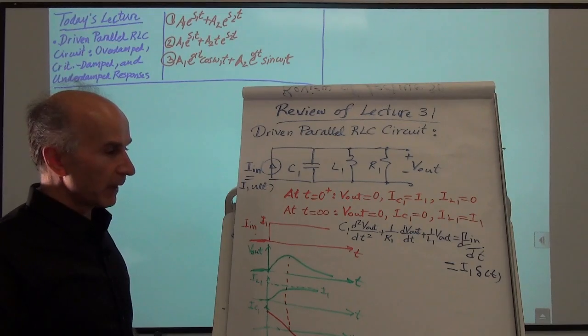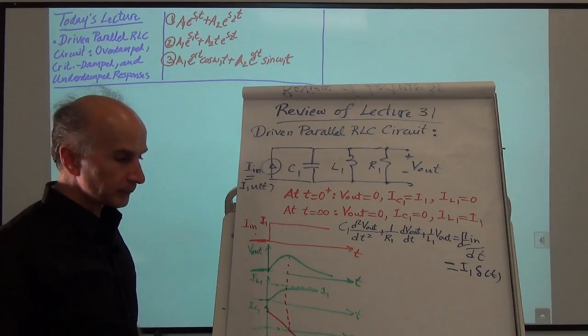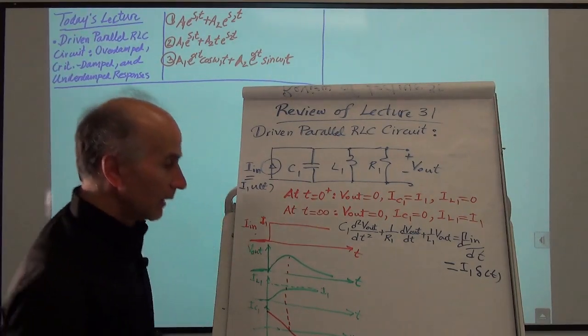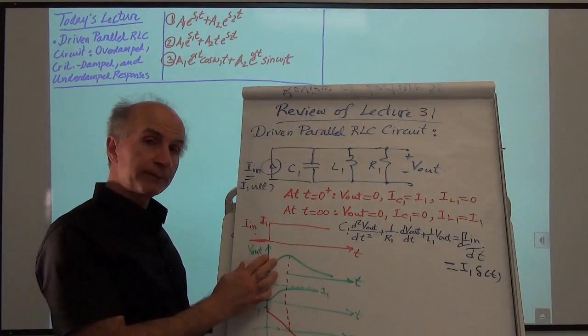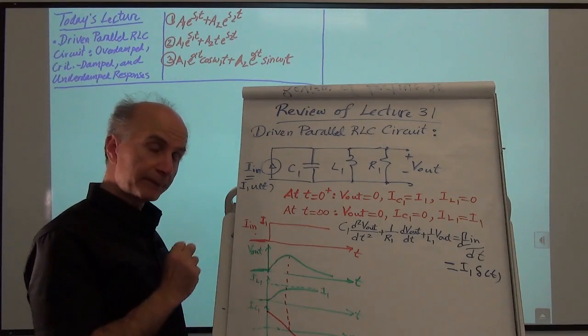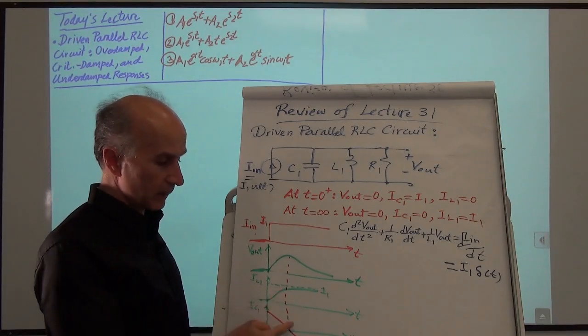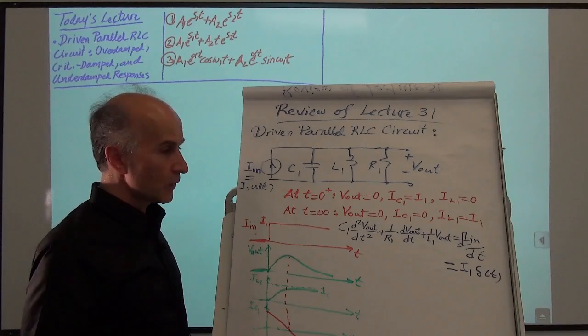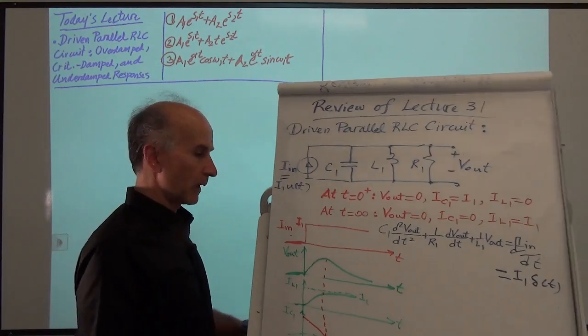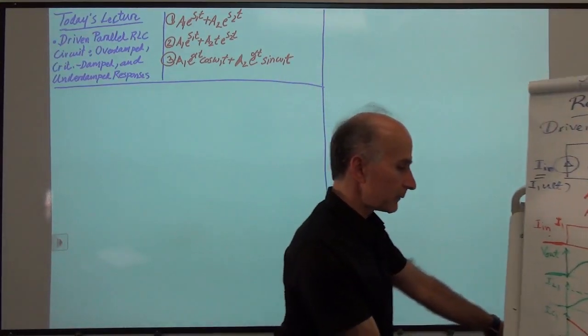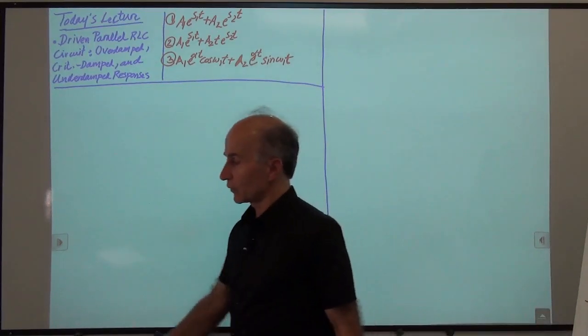So this qualitative behavior tells us that we can represent V_out by two exponentials, and then we have to figure out how we're going to represent these two currents. So let's go to where we stopped last time and see what we should do here.